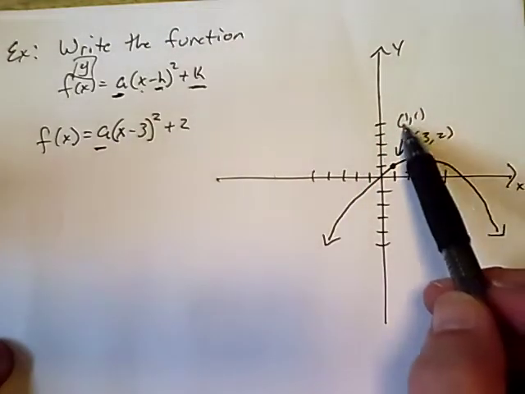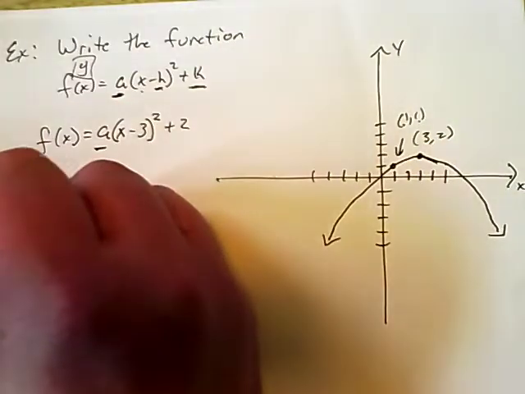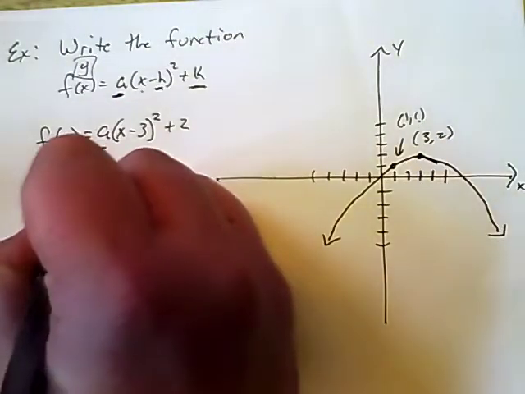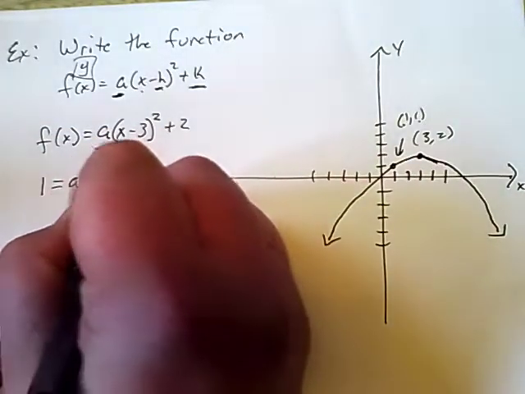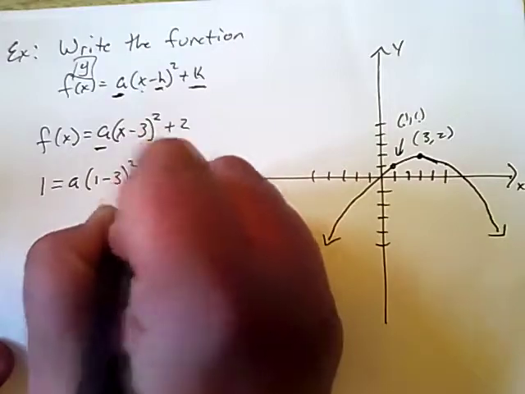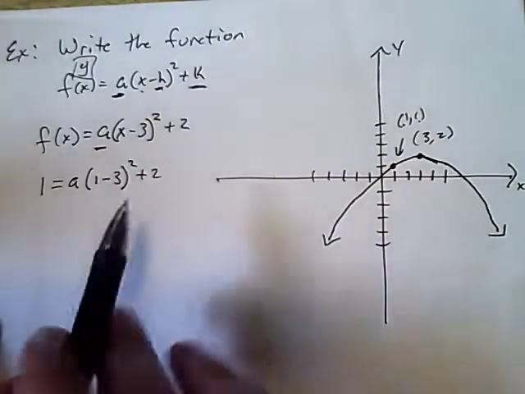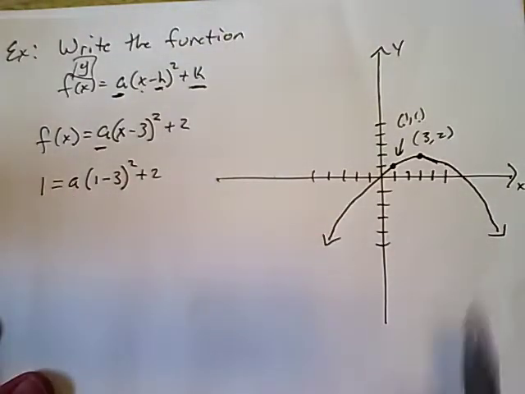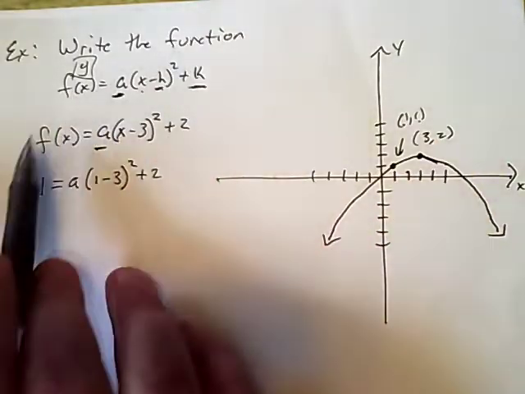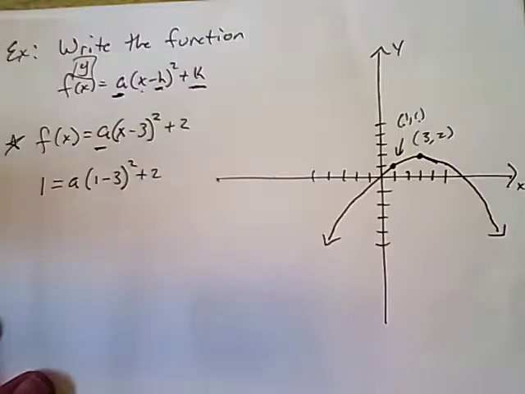And this is where x equals 1 and y equals 1. So instead of f of x, I'm going to replace it with the value of 1. And I have a. And instead of x, I'm going to replace it with the value 1. And then minus 3 squared plus 2. All right, so now all I have to do is solve for a. Once I solve for a, then I will have my whole function, and I can write everything in the form of f of x equals.